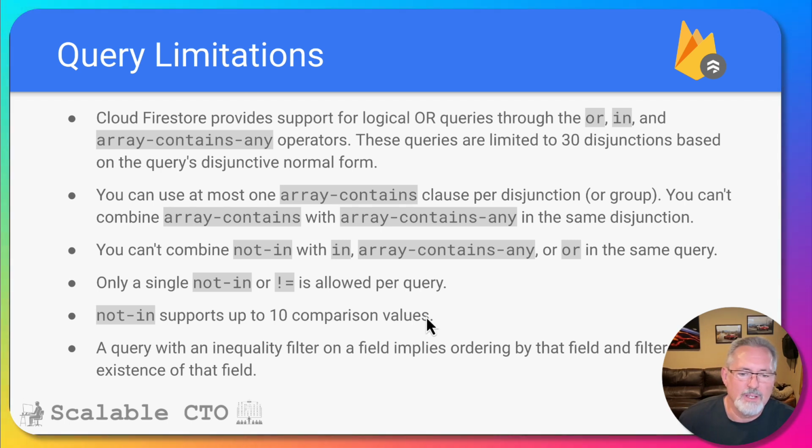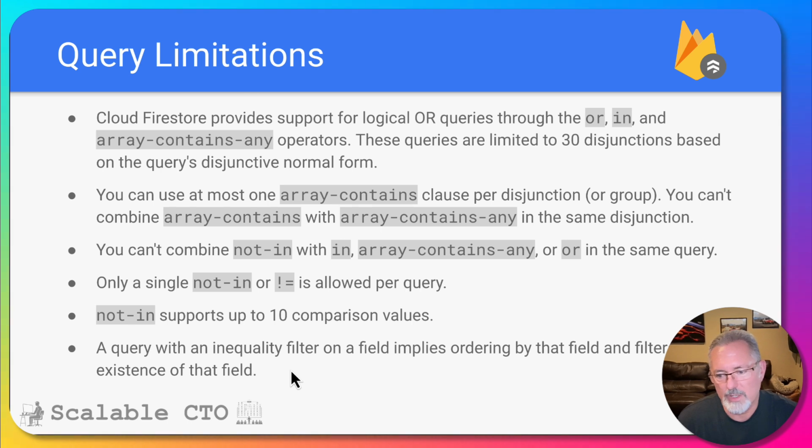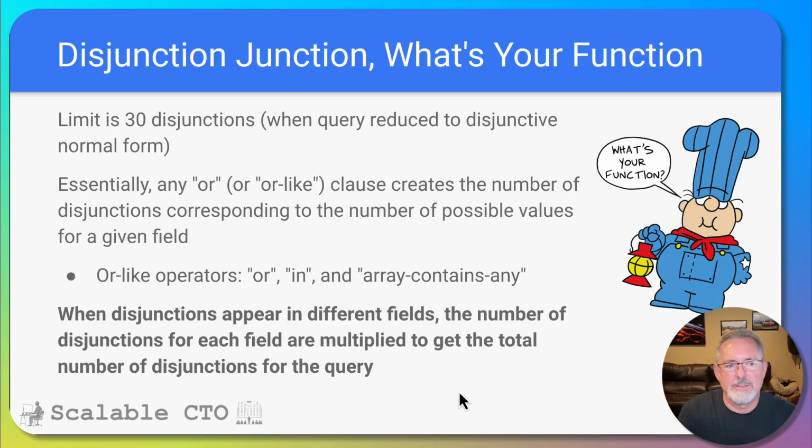And then a query with an inequality filter on a field implies ordering by that field and filters for existence of that field. So again, if you're going to say, I only want to see things within the last 30 days, you will also get the records sorted by the date. And that's the case with any inequality. So just something to be aware of. And that wasn't particularly a problem for us. I could make up a case where that was a problem, but for us, that wasn't a big deal. But the big deal is this disjunction limit.